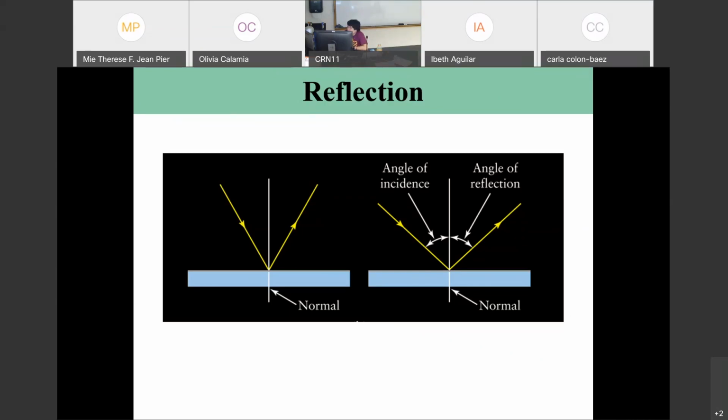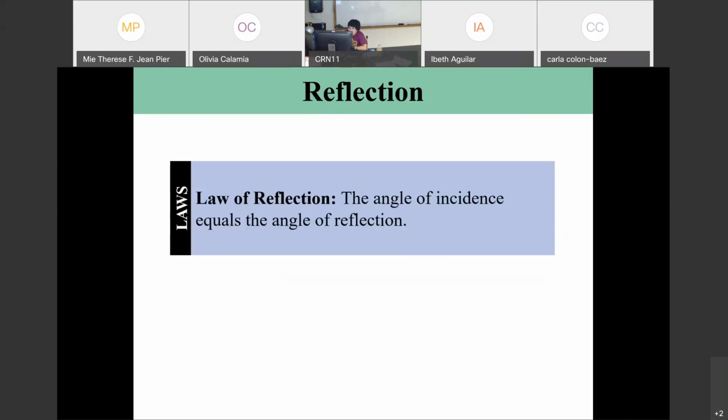But anyway, the normal is perpendicular to the surface. That's why we call it normal. And we use that to measure the angle of incidence and reflection. So that's the law of reflection.